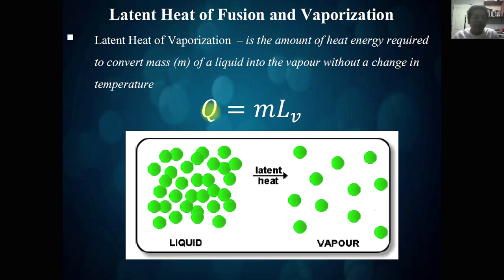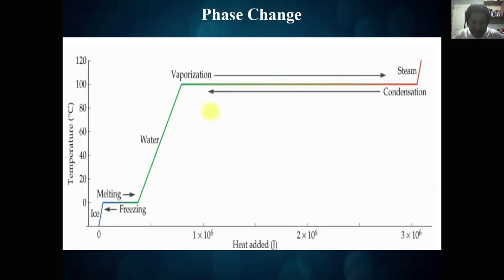And we also have what we call the latent heat of vaporization. It's the amount of heat energy required to convert mass m of a liquid into vapor without a change in temperature. One example is if you boil water, when the water starts to boil, it is being converted into vapor. How much energy is required? That is given by this formula: Q equals mLv, where Lv is the latent heat of vaporization of that liquid material.